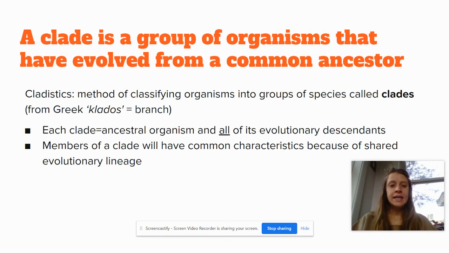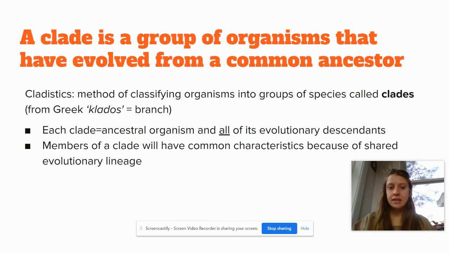A clade is a group of organisms that have evolved from a common ancestor. So a clade is this ancestral organism and all of its evolutionary descendants. So everything that's really closely related will form up a clade. Usually they have common characteristics because of their shared evolutionary lineage. So think back to that pentadactyl limb or that hand that we looked at last week. All of those organisms have that very similar looking hand because they share a common evolutionary lineage.